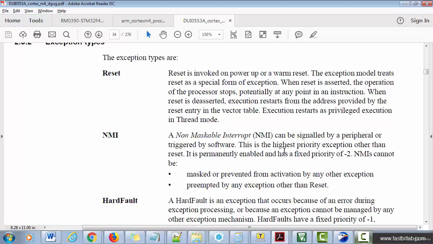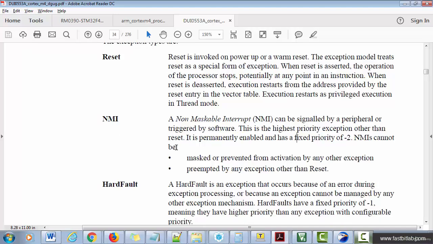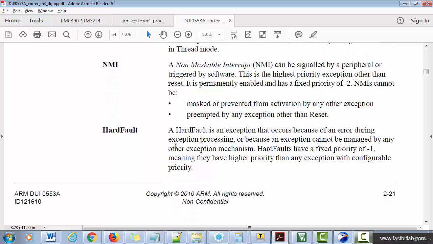Like the fault mask or pre-mask registers, they cannot mask out the NMI interrupt. So it's a non-maskable interrupt. So now next is hard fault.